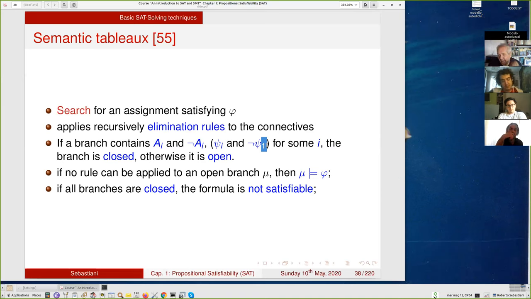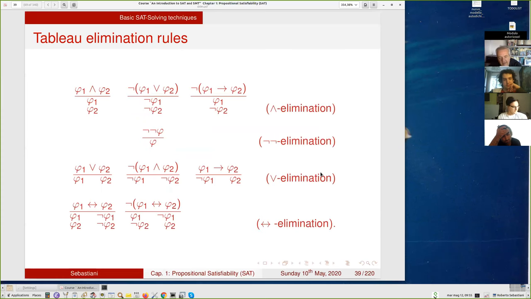If you end up with an open branch to which you cannot apply any more rules, then you are done, because you are not able to find an inconsistency in the branch, so you can conclude that the open branch is a model of your formula. Notice that in this case, this is just a conjunctive set of literals, because every non-literal formula can be broken by some rule. If all branches are closed, the formula is not satisfiable instead, because all the branches are unsat. So let's see the tableau rules. The tableau rules are these.